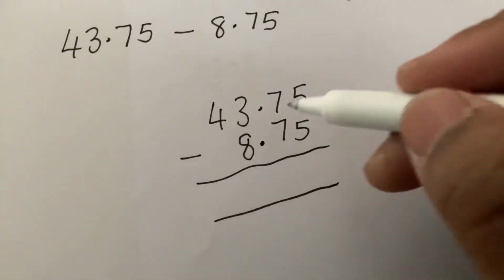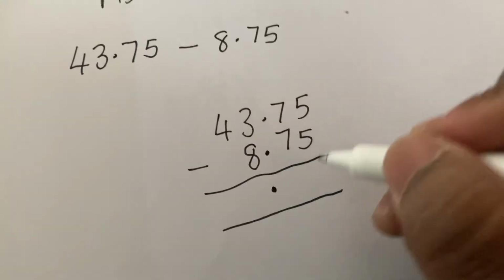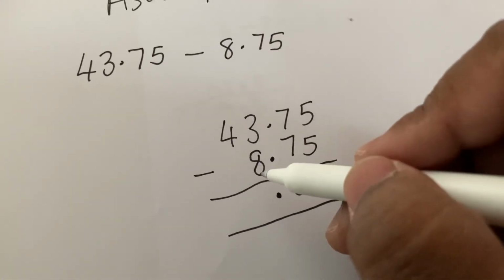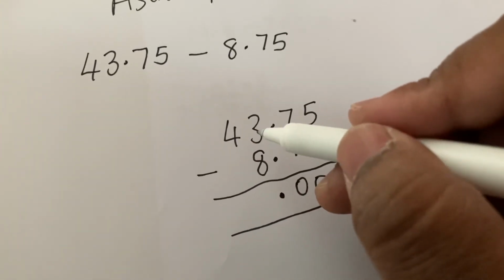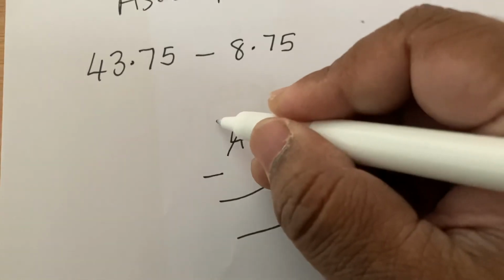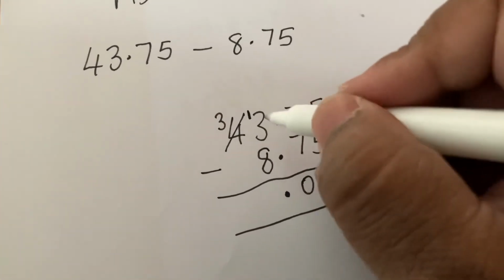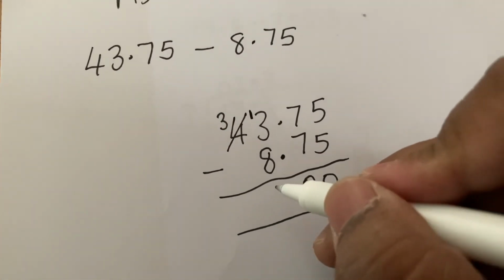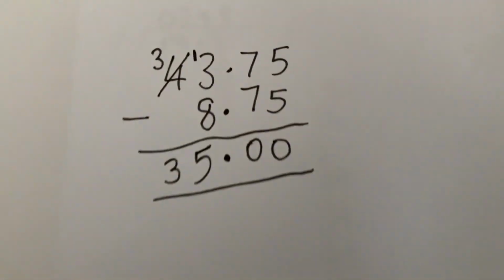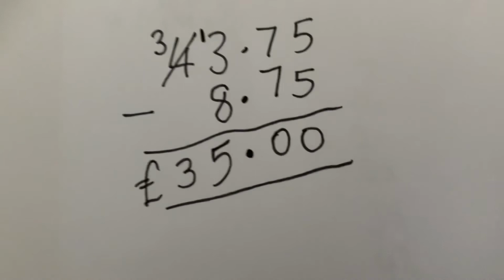Okay, I could have done this mentally, but I am going to show you how to do a written method. So 5 take away 5 is 0. 7 take away 7 is 0. 3 take away 8, can't do it because 3 is smaller than 8. So I'm going to exchange. So I'm going to go next door. That becomes a 3. Exchange 1, 10 over, so it becomes 13. 13 take away 8 is 5, and you've got the 3 left. So how much does she have left? She has £35 left. So it was a two-step problem.